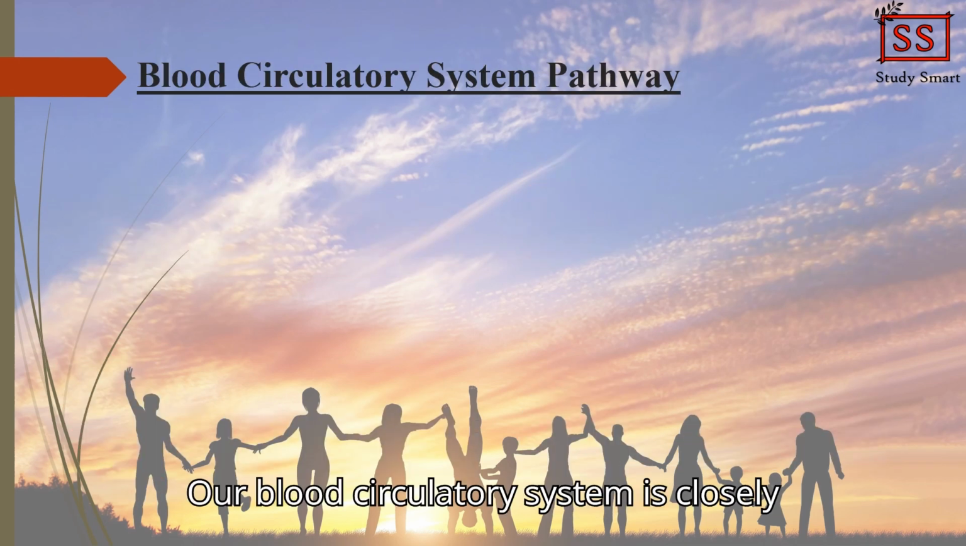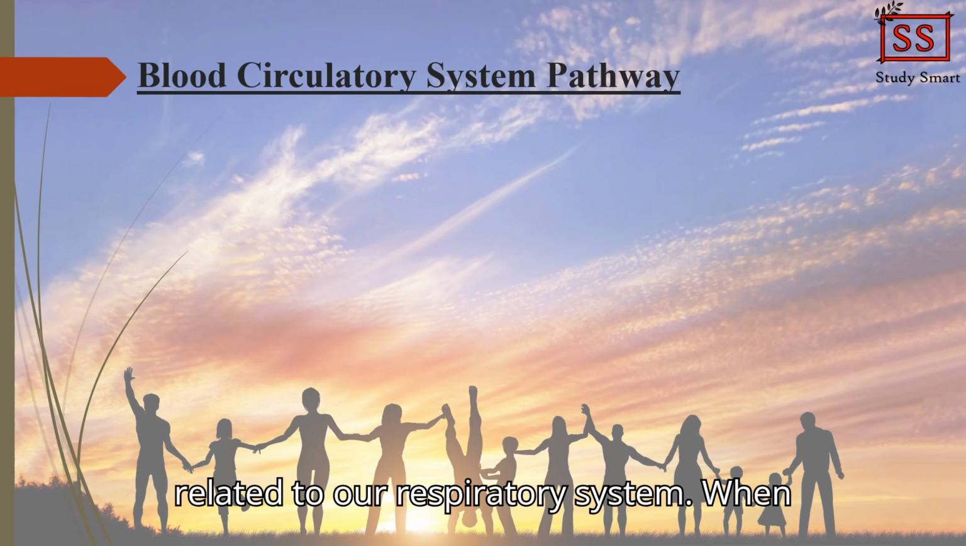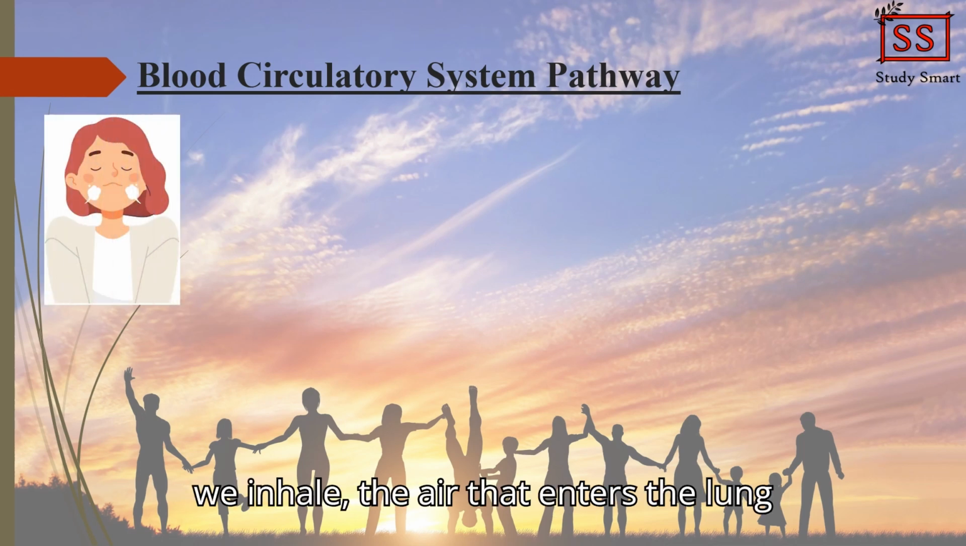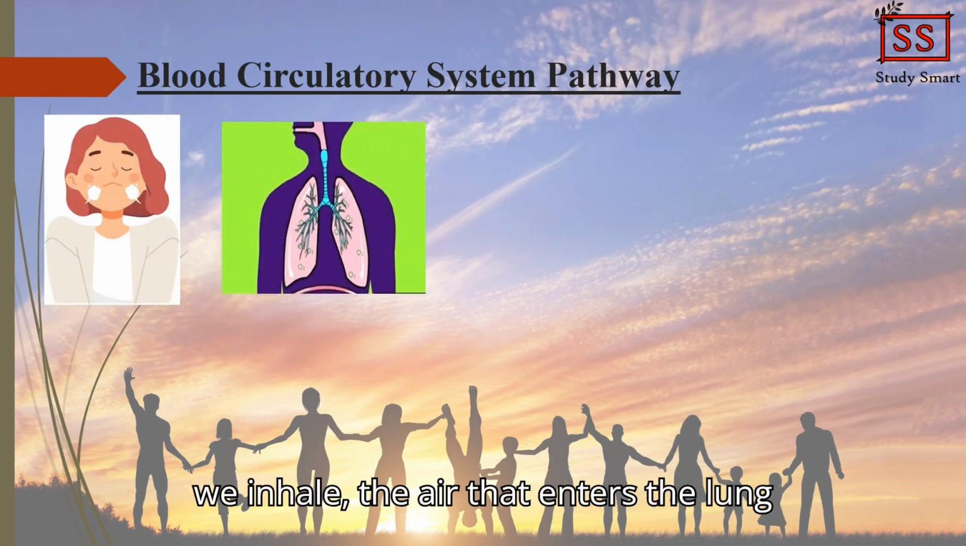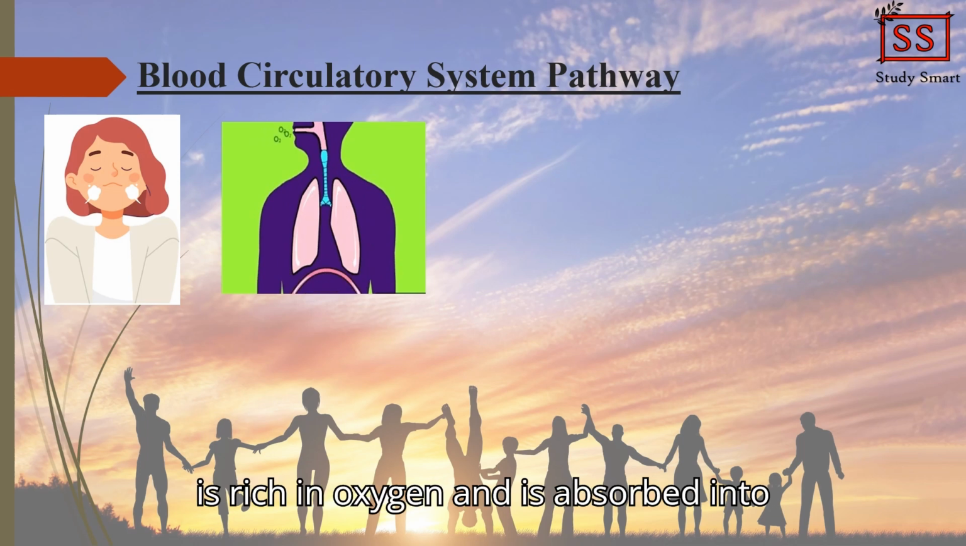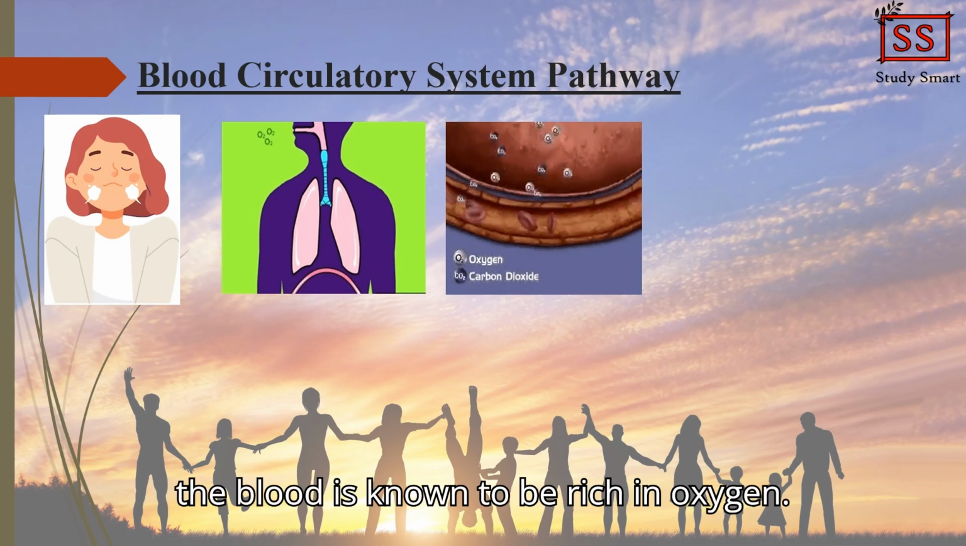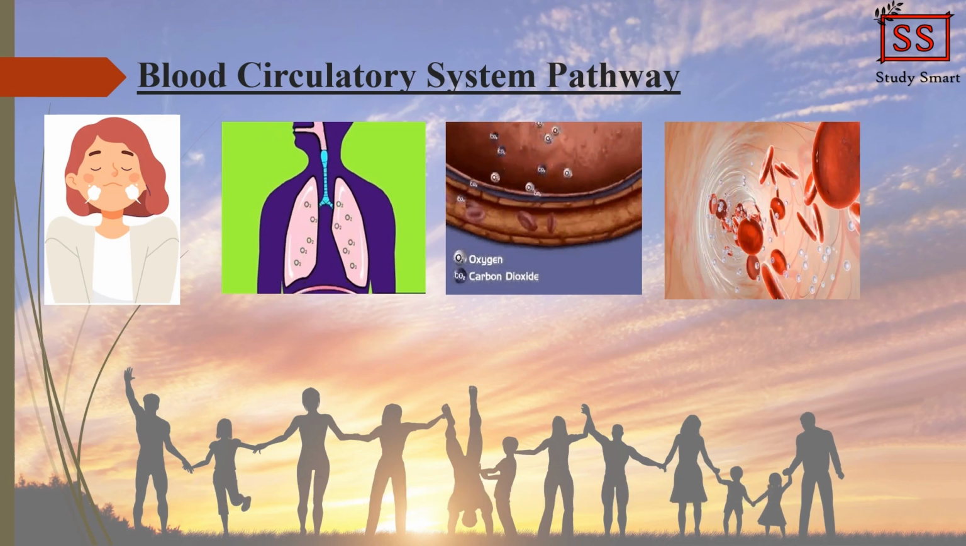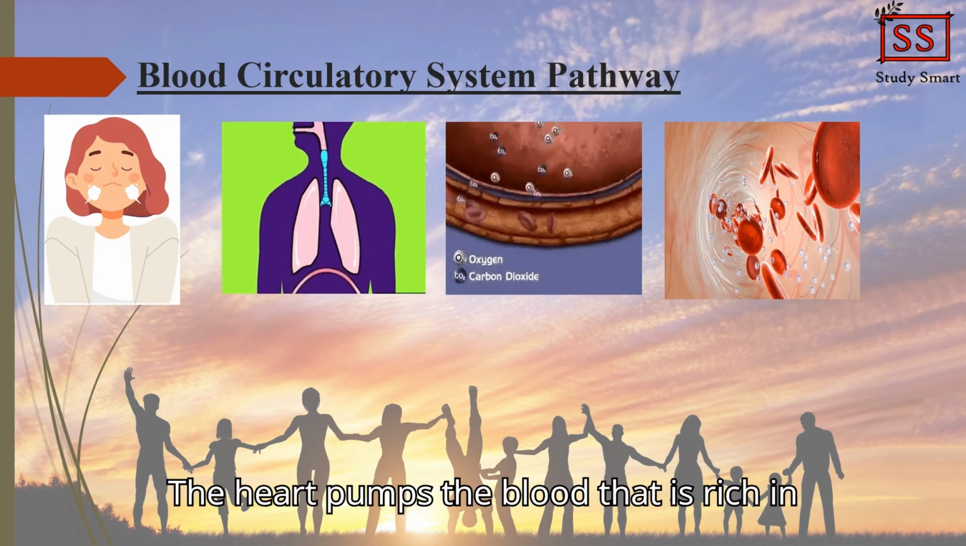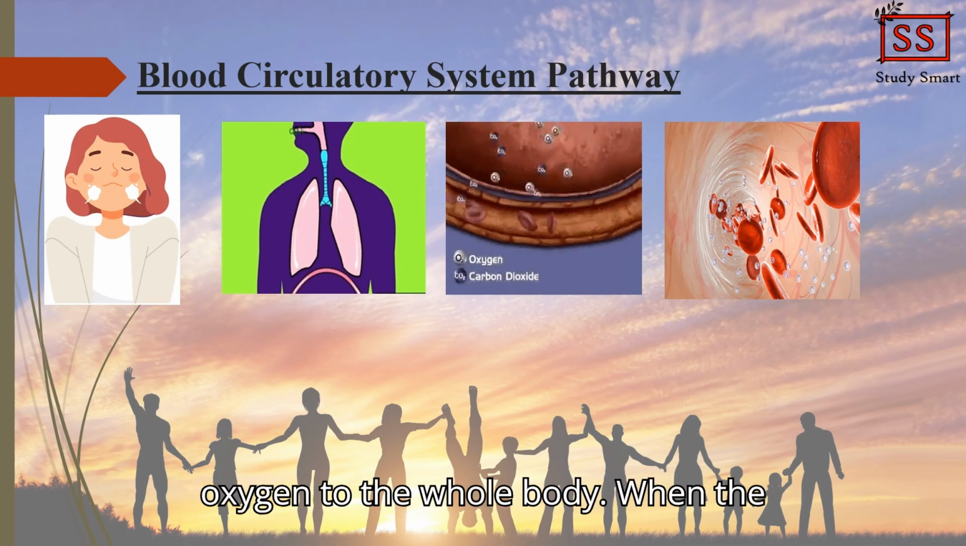Our blood circulatory system is closely related to our respiratory system. When we inhale, the air that enters the lung is rich in oxygen and is absorbed into the blood vessel. Here, the blood is known to be rich in oxygen. The heart pumps the blood that is rich in oxygen to the whole body.